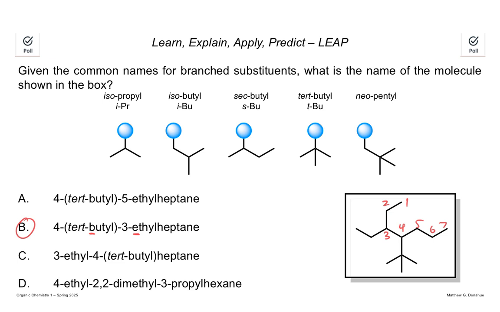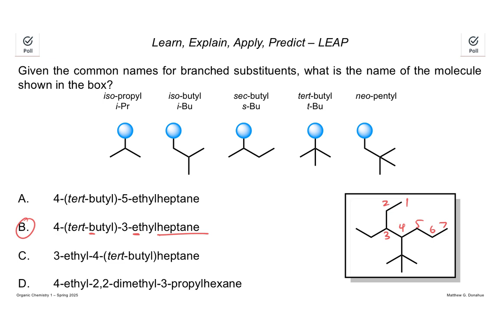So the 7 tells us it's a heptane. And then off that we have an ethyl and a tert-butyl. So we have 4-tert-butyl, 3-ethylheptane. So again, don't get fooled by 3 being a lower number in that it should be first. It's always alphabetical according to the substituents. And then the number is just coming along for the ride.